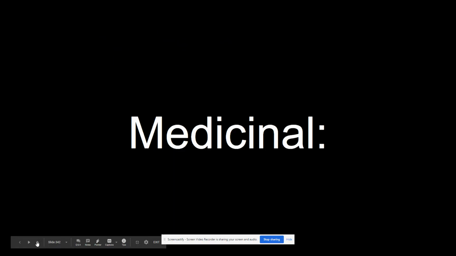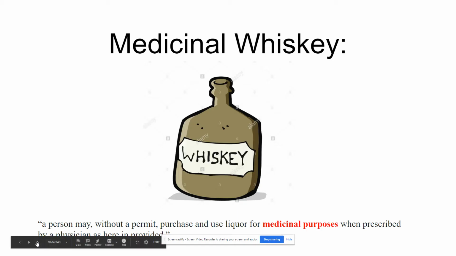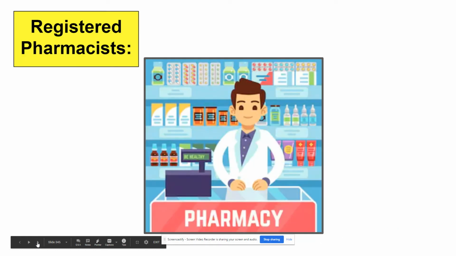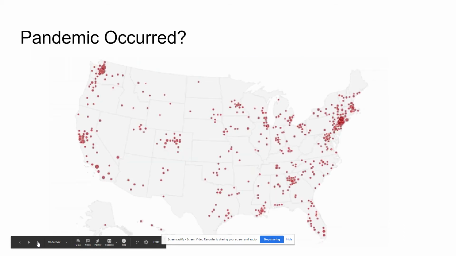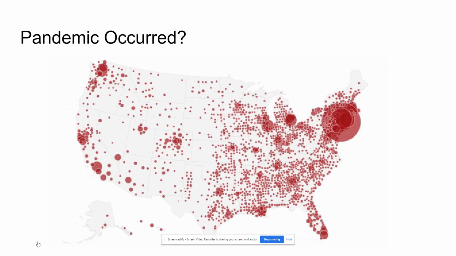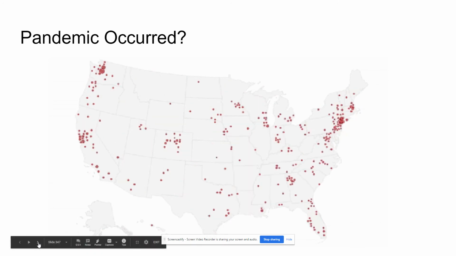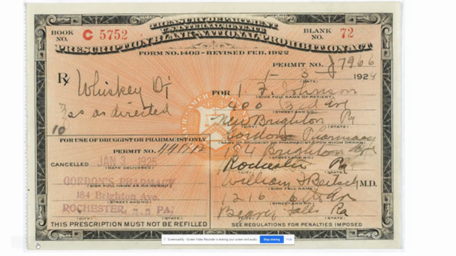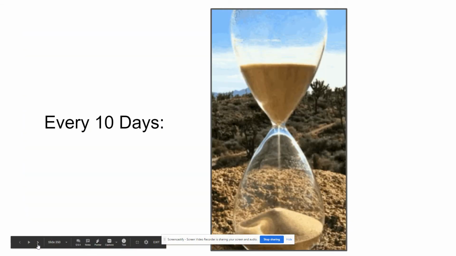Now, another thing the Volstead Act did was the medicinal exception. Basically, you were allowed to get alcohol, whiskey, for medical purposes. Now, in New York City, the number of registered pharmacists in charge of medicine tripled. Suddenly, we needed three times more. I don't know why. It could be to illegally get alcohol, perhaps. So in the United States, a pandemic occurred, not COVID, but just everybody started getting sick, things like the flu. So for the flu or even mental health, you could get alcohol. All you had to do was get a shady doctor, and then they would write a prescription. And every 10 days, you were allowed to get a massive amount of whiskey.